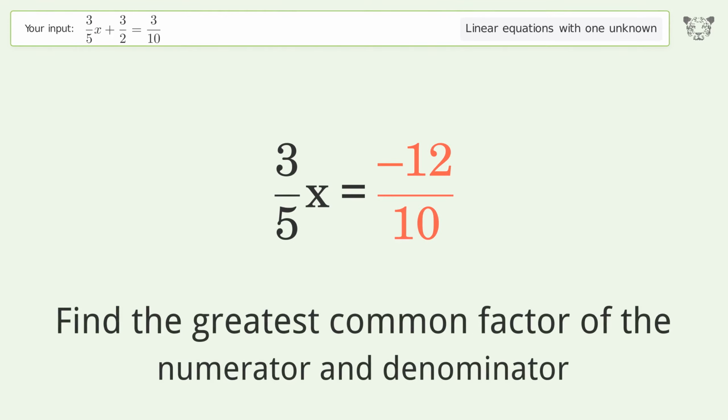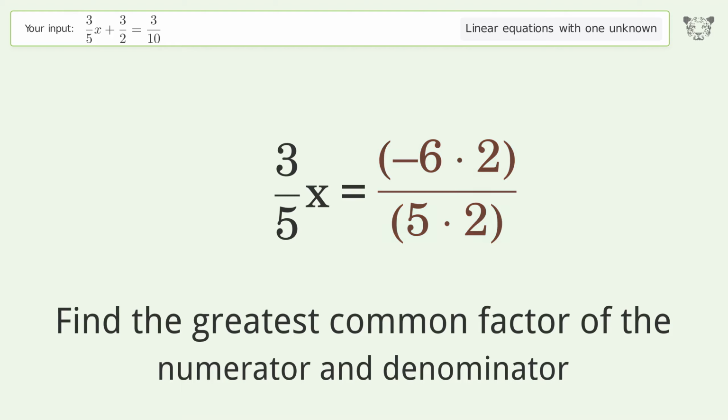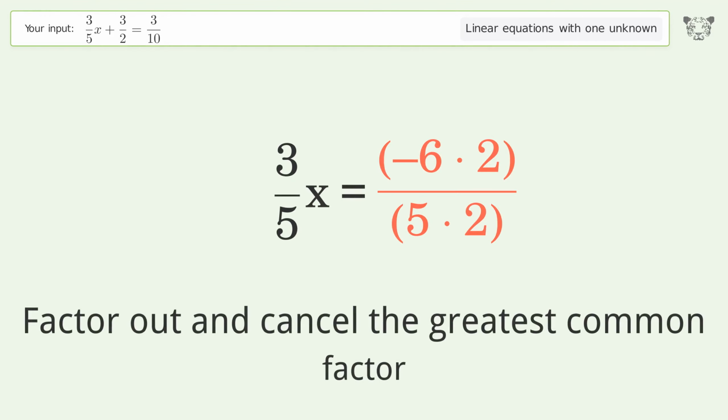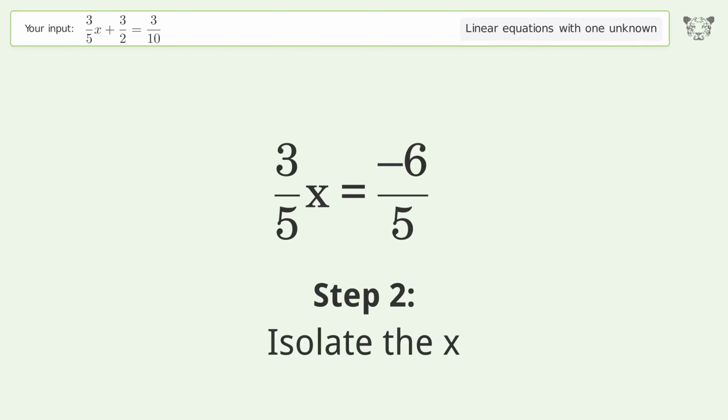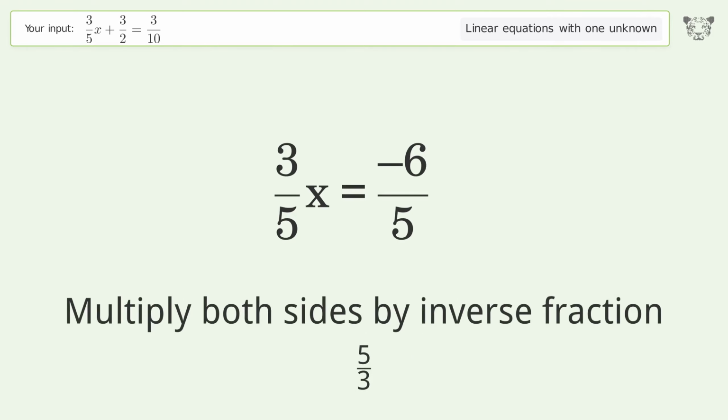Find the greatest common factor of the numerator and denominator. Factor out and cancel the greatest common factor. Isolate the x. Multiply both sides by inverse fraction 5/3.